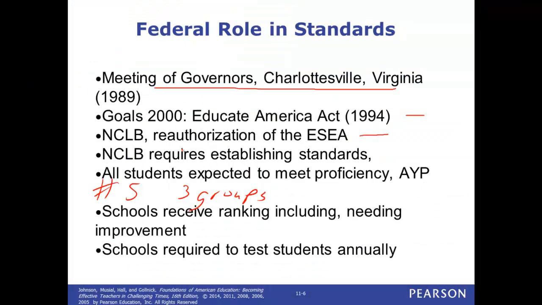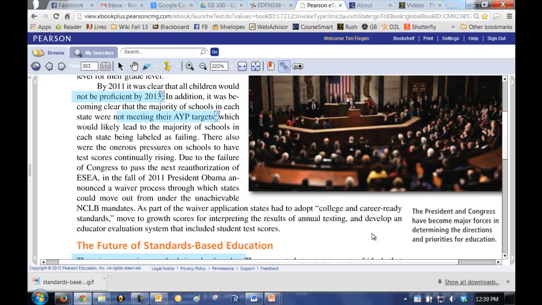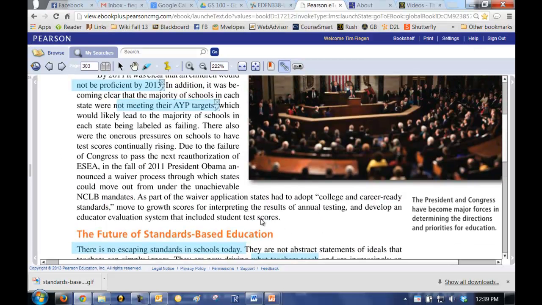Okay? And so that's what you got to put here. Rankings including needing improvement here in your 3 groups, and then I want you to add low income to that one here, even though they didn't. Low income students. Okay, they had to test annually, and that was there.